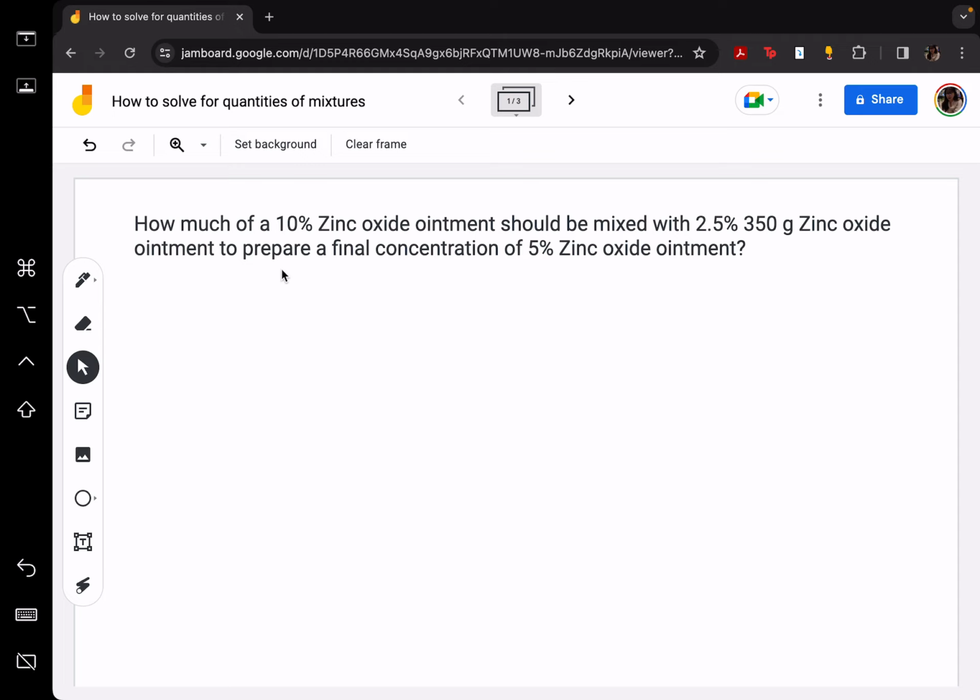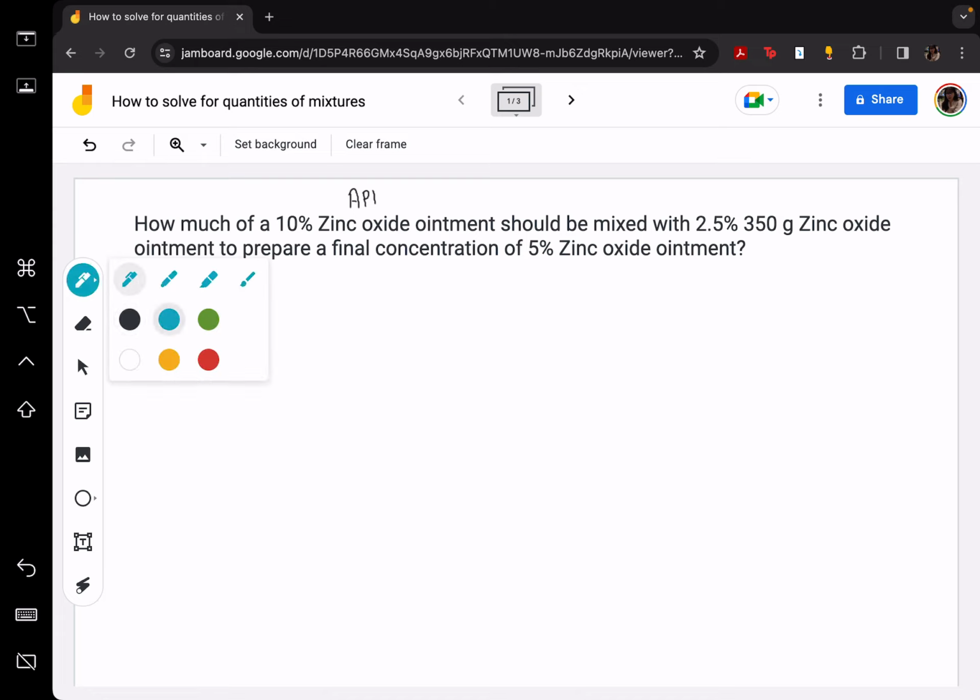This means your active ingredient, your API, is zinc oxide. This is your API, meaning the activity or efficacy is based on this substance, right? And we're mixing different concentrations, different quantities, and we're looking for the 5%, the final concentration.